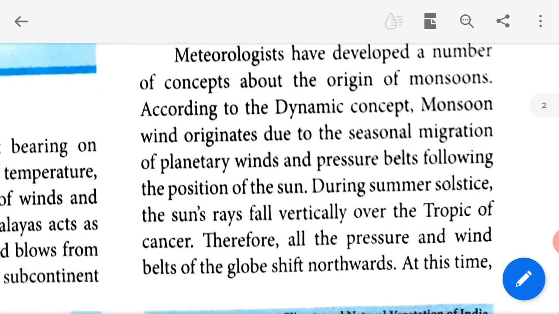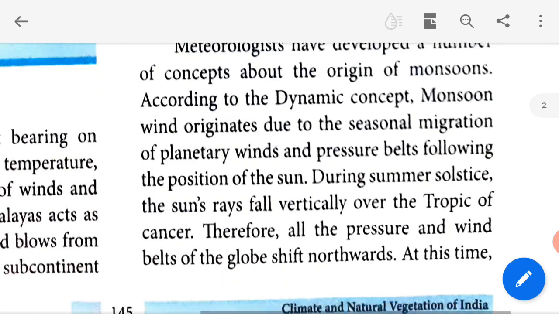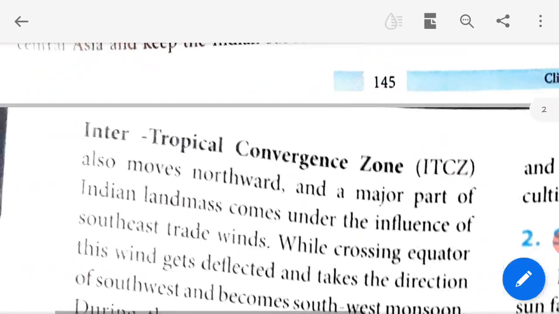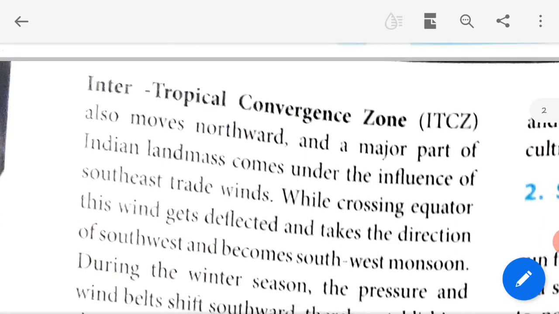During summer solstice, the sun's rays fall vertically over the Tropic of Cancer. So during the summer time, the sun's rays fall exactly on the Tropic of Cancer. Therefore, all the pressure and wind belts of the globe shift northwards. At this time, intertropical convergence zones also move northward, and a major part of the Indian land mass comes under the influence of the southeast trade winds. While crossing the equator, these winds get deflected, take the direction of the southwest, and become the southwest monsoon.